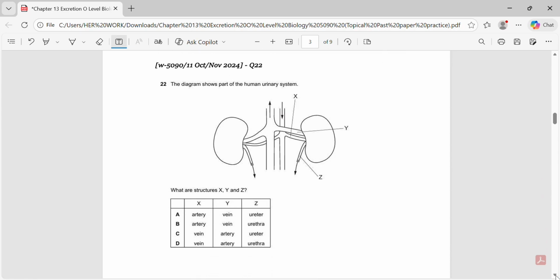Now the next MCQ says, the diagram shows part of the human urinary system labeled X, Y, Z. What are structures X, Y, and Z? And the answer is A, as we can identify X as an artery, Y as a vein, and Z as the ureter.